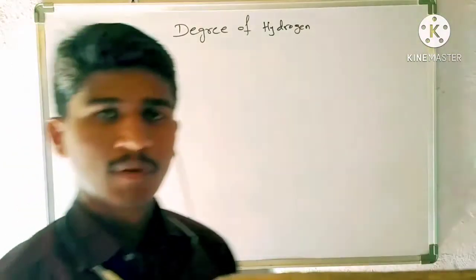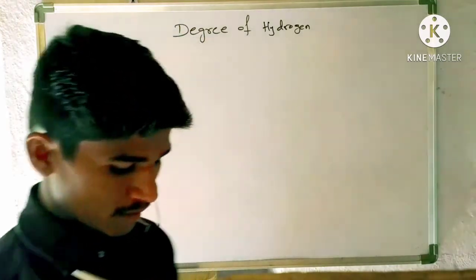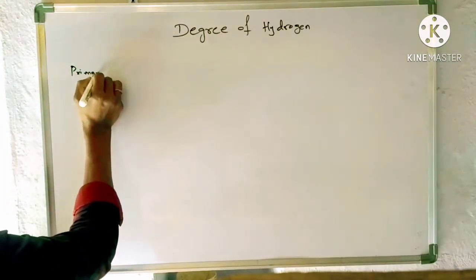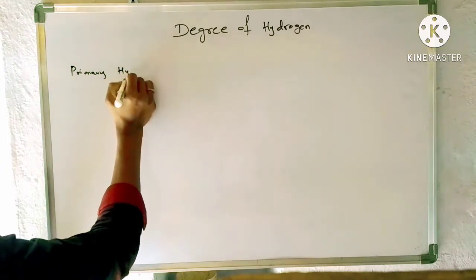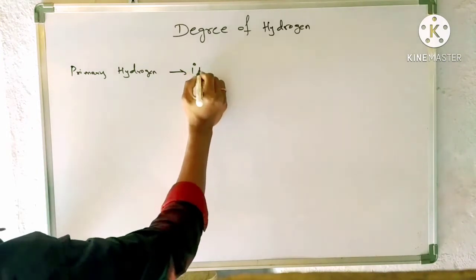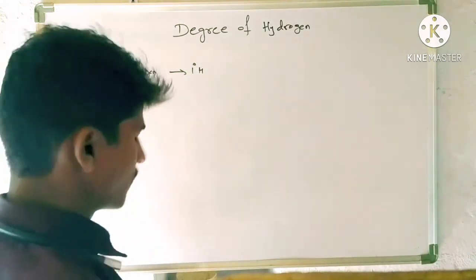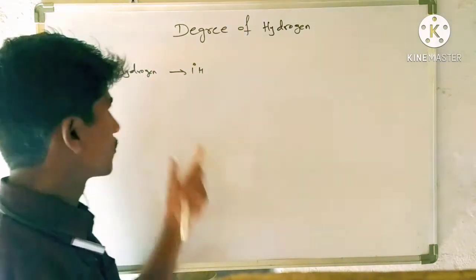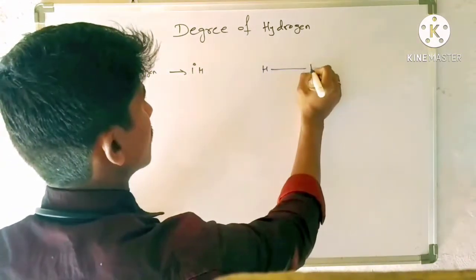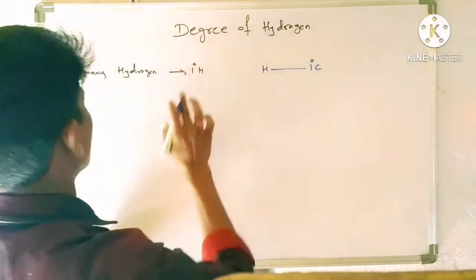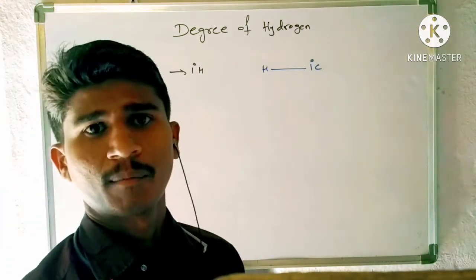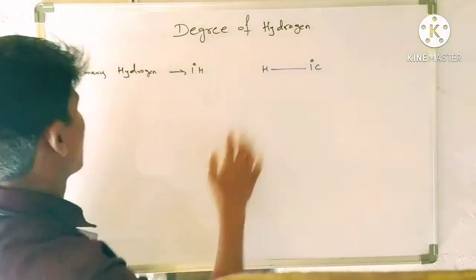Now let us discuss degree of hydrogen. Here, primary hydrogen, that is 1 degree hydrogen. The hydrogen which is connected with primary carbon is called primary hydrogen. Whatever number of hydrogens are present at the primary carbon, those are known as primary hydrogens.